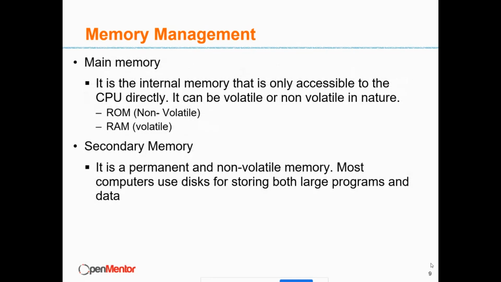Now you can see that main memory is the internal memory that is only accessible to the CPU directly. Only CPU can access main memory. A very, very important question. A hard disk cannot access RAM. Only the processor can access the RAM. Secondary memory is a permanent storage and non-volatile. Most computers use disks to store both large programs and data.